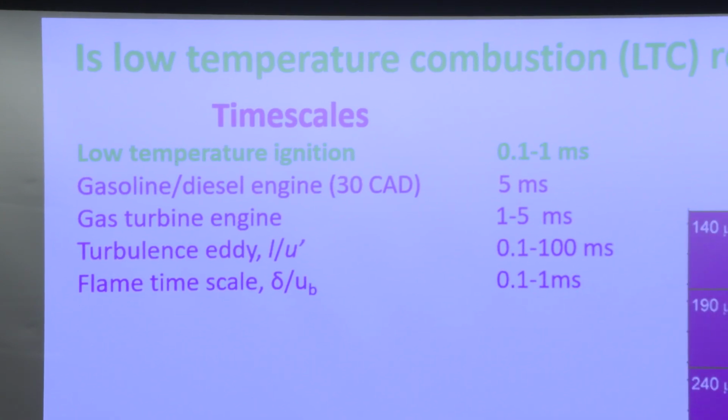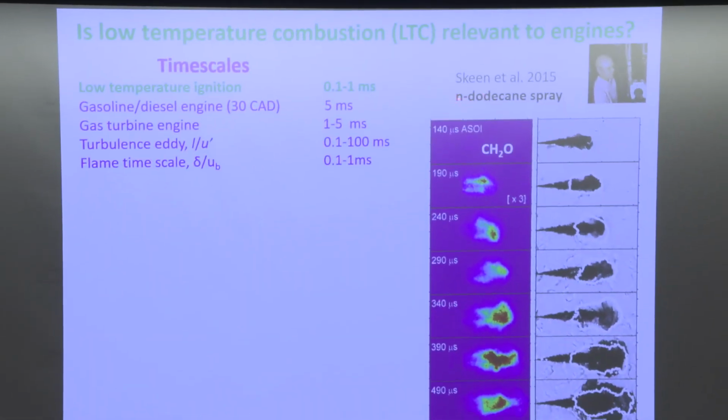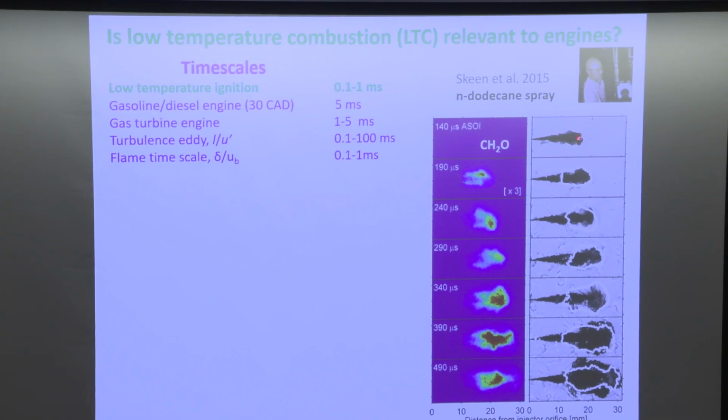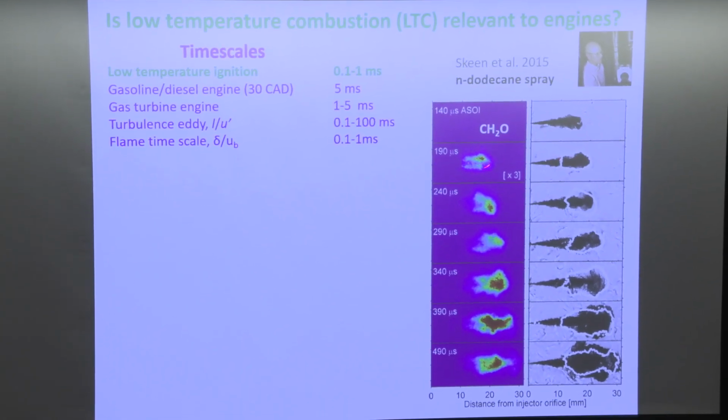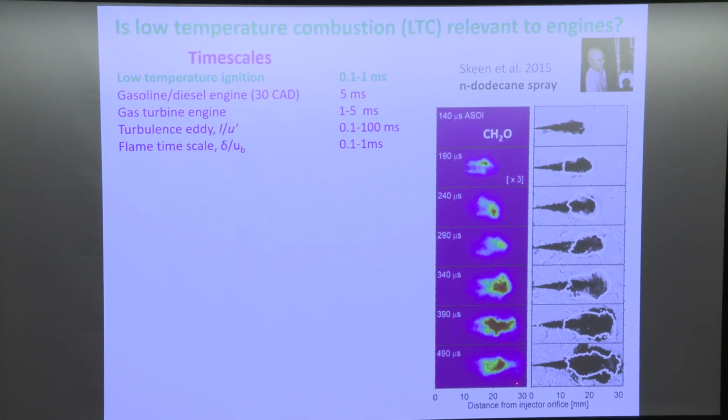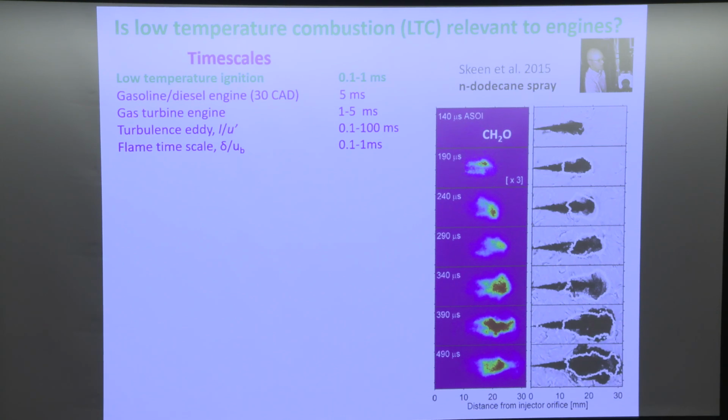This is a picture by Skiing, showing n-dodecane spray into a high temperature air environment. They start to see this cool flame, this formaldehyde formation. A large amount of formaldehyde formation always indicates that low temperature combustion is happening. So if you have a jet fuel or a diesel fuel in a high temperature environment, the low temperature chemistry starts first, and it creates radicals affecting what happens afterwards. So it's not that low temperature chemistry is unimportant. Rather, it's very important, but normally you don't see it because it's so fast.